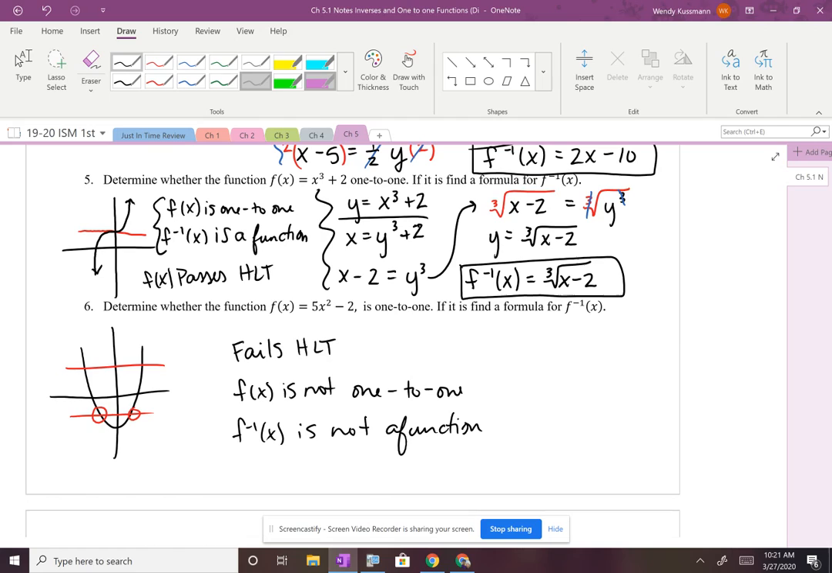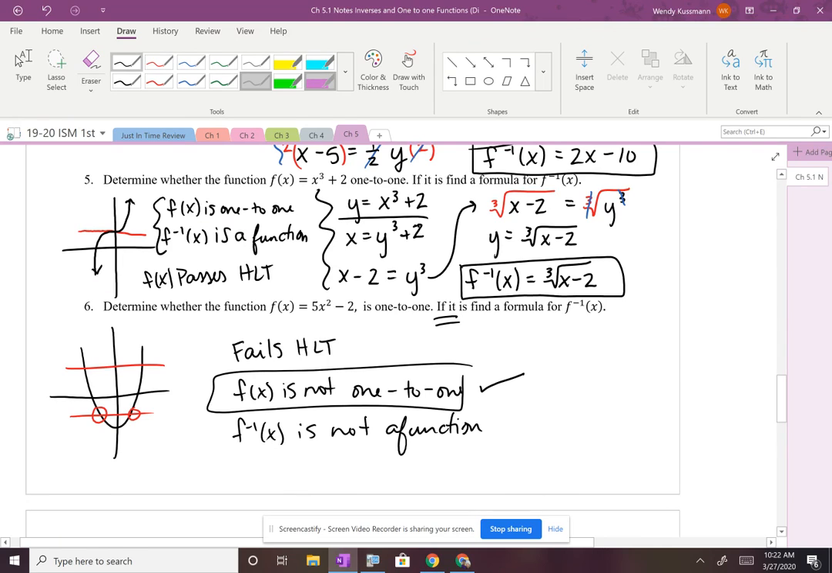Since f inverse is not a function, we are not going to waste the time to find the equation for it. So right here, you would just click the box on MyMathLab that says this. It might say that f inverse is not a function, but f of x is not 1 to 1, so it says if it is 1 to 1, find the formula. We don't have to find the formula because it's not 1 to 1.